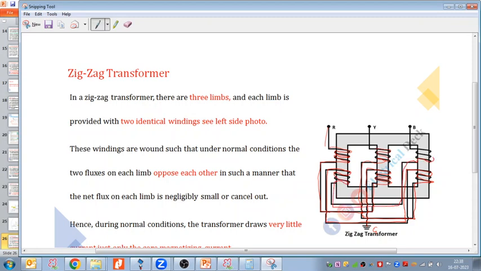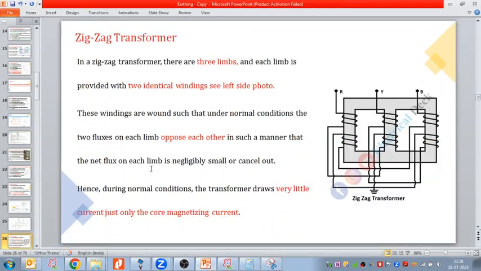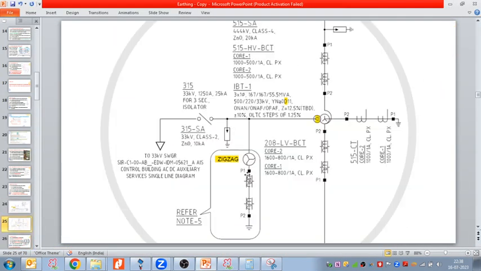Could you see? Interconnected star B, and similarly here we have the Y. Three limbs, each limb is provided with two identical windings, right? These windings are wound such that, now you can ask me one query over here: if it is connected always with the system, so always we are connected with the ground with the help of this transformer, right? Always grounded with the help of this transformer.